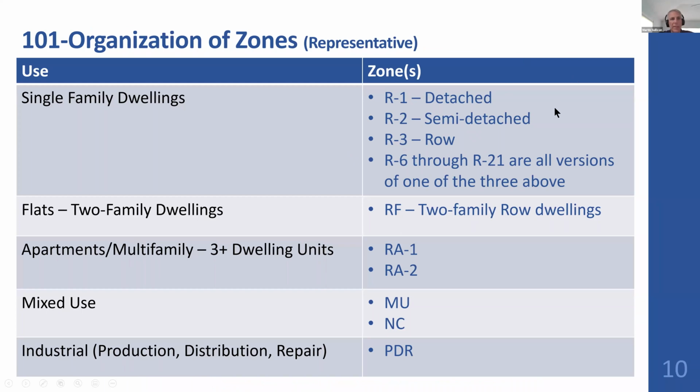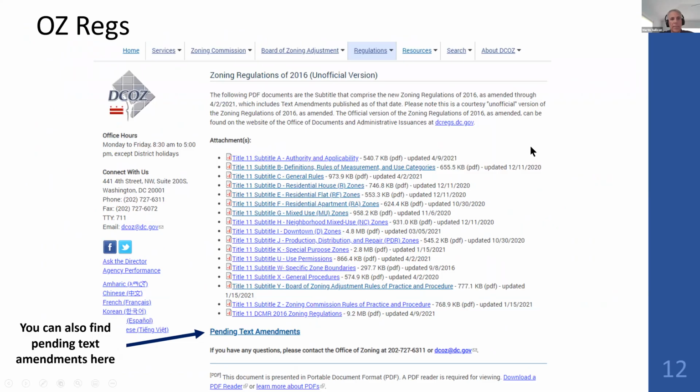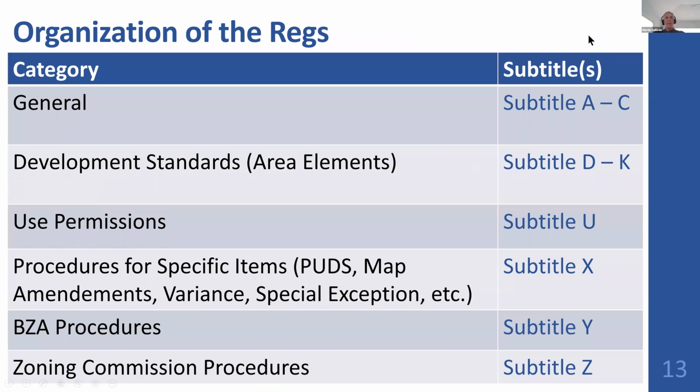So how these are organized. The regulations are broken out into subtitles. Subtitle A through C has general information. D through K is the development standards. These are the area elements: the setbacks, the height, the lot occupancy. Subtitle U, conveniently named, is for use permissions. This tells you what you can do in a particular zone. And then some other subtitles handle PUDs or BZA procedures and zoning commission procedures.